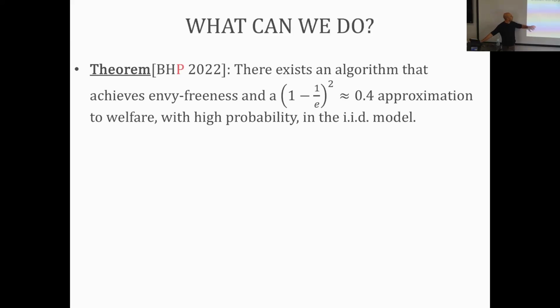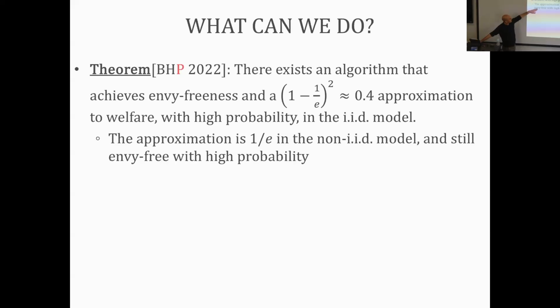Shockingly, at least for me, in the IID model, you can get a 1 minus 1 over e approximation to welfare, so therefore efficiency, and NV freeness with high probability. And you can get a slightly lesser constant, but still a constant for the non-IID model. Okay?